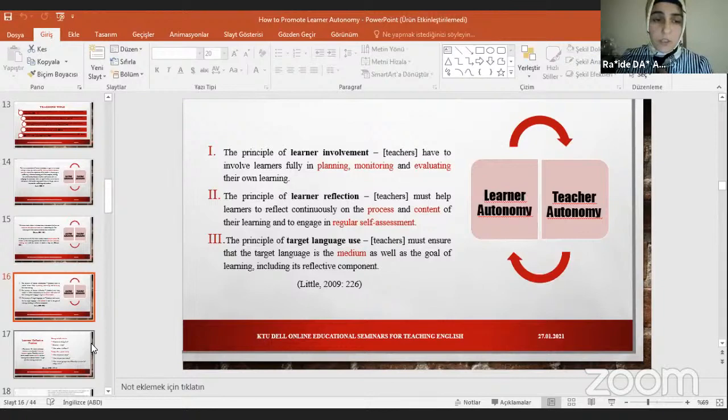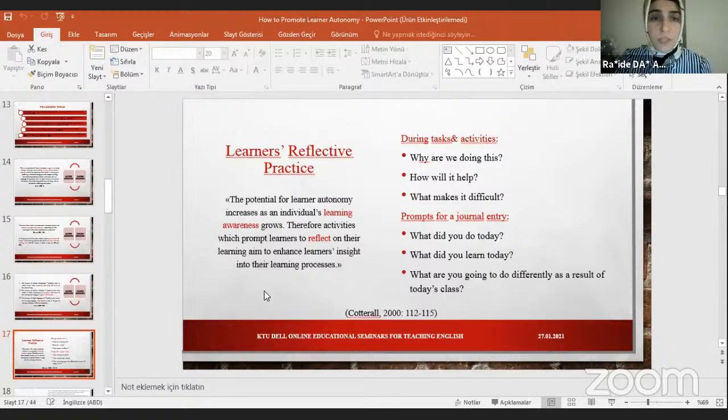So how can you make your students reflect on their learning? At this point, we can say that the potential for learner autonomy increases as an individual's learning awareness grows. So as a teacher, you should nurture your students' awareness. You should raise their awareness about their learning process. Therefore, some activities which prompt learners to reflect on their learning aim to enhance their insight into their learning processes.